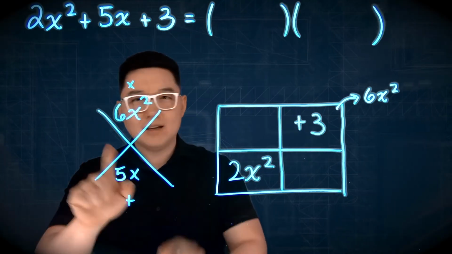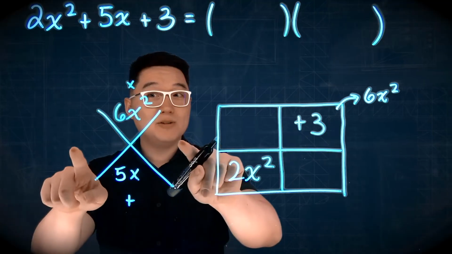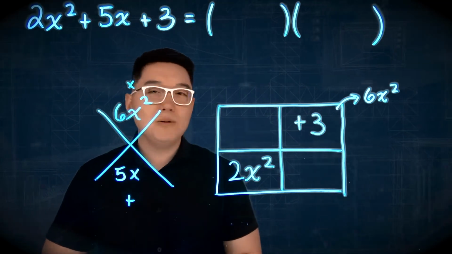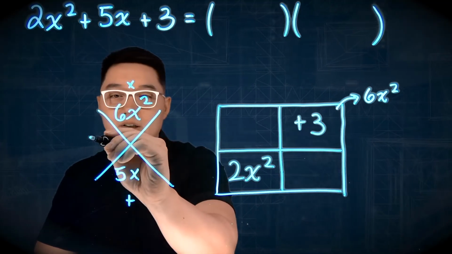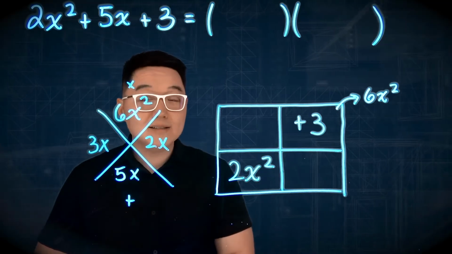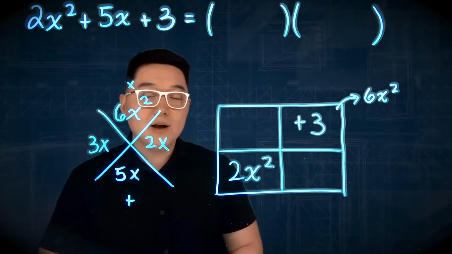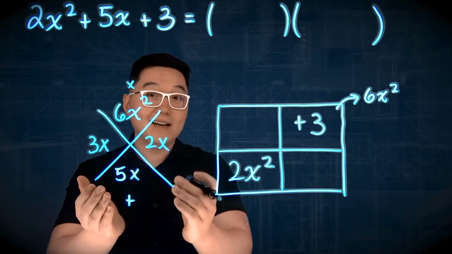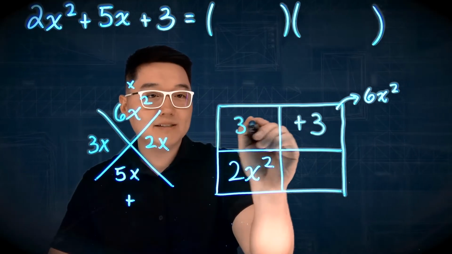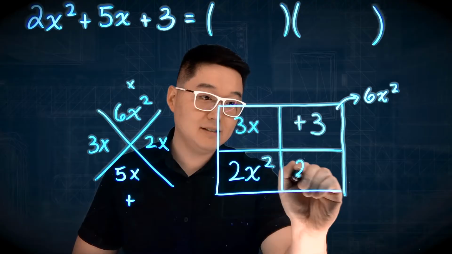Is it 4x and 1x? Well, 4x and 1x add to 5x, but 4x and 1x do not multiply to be 6x squared. The only option here must be 3x and 2x. That makes sense because 3x and 2x multiply to be 6x squared, but when you add them, you get 5x. So this is the solution. We're going to put 3x into this section of the box, and then 2x into this section of the box.